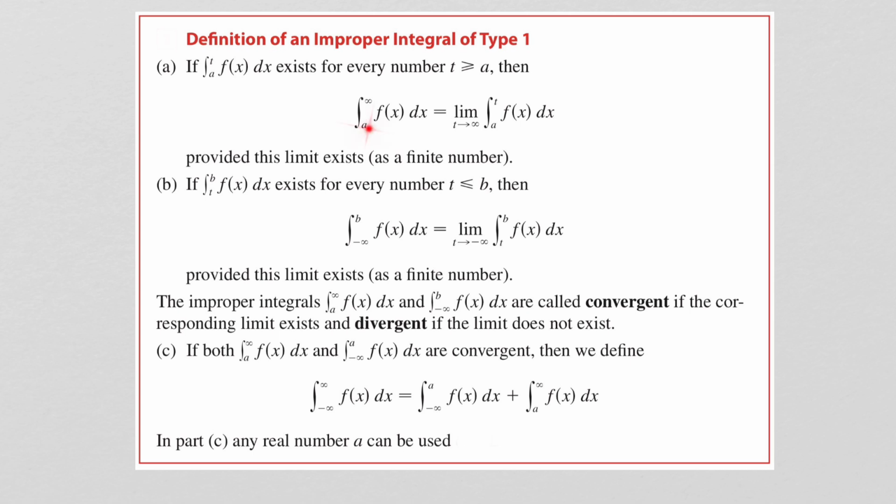To integrate from a constant a up to positive infinity, we take the limit as t goes to infinity, and then we integrate from a to t. To integrate from negative infinity up to a constant b, we take the limit as t goes to negative infinity, and then we integrate from t up to that number b. And finally, to integrate from negative infinity to positive infinity, we divide the integral up into two parts, and we integrate from negative infinity up to a, and then from a to infinity. And we can use any number a to break this up. I will say that typically the number that we use for a here is going to be 0. Let's take a look at some examples.